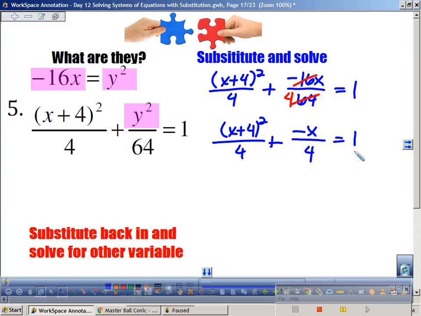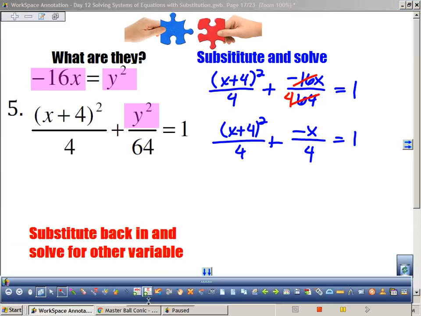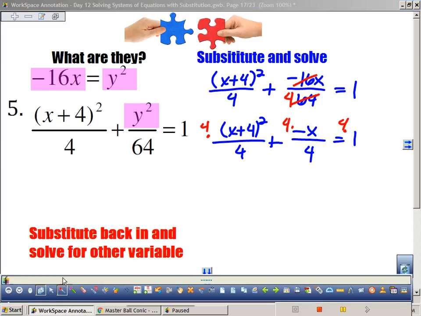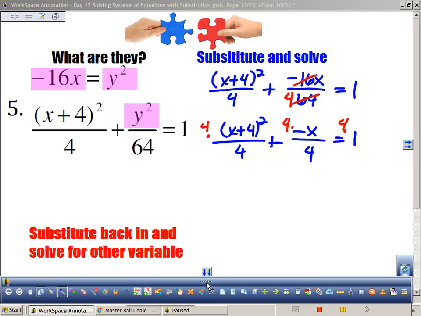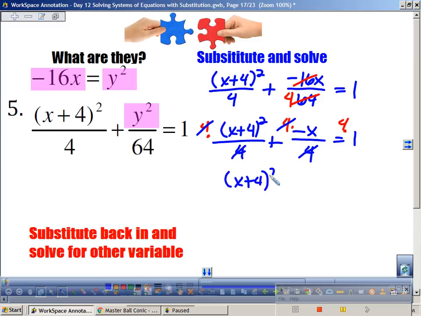What would we do right now? We would get rid of the fraction. How could we get rid of the fraction? Multiply everybody by 4. Good. So we're going to multiply that by 4, that by 4, and that by 4. Do you see how that's a better option, Sarah? Good. But you could have done what you said and then got rid of the 4s. Okay, so this is going to go away. This is going to go away. And I'm left with (x plus 4) squared minus x equals 4.